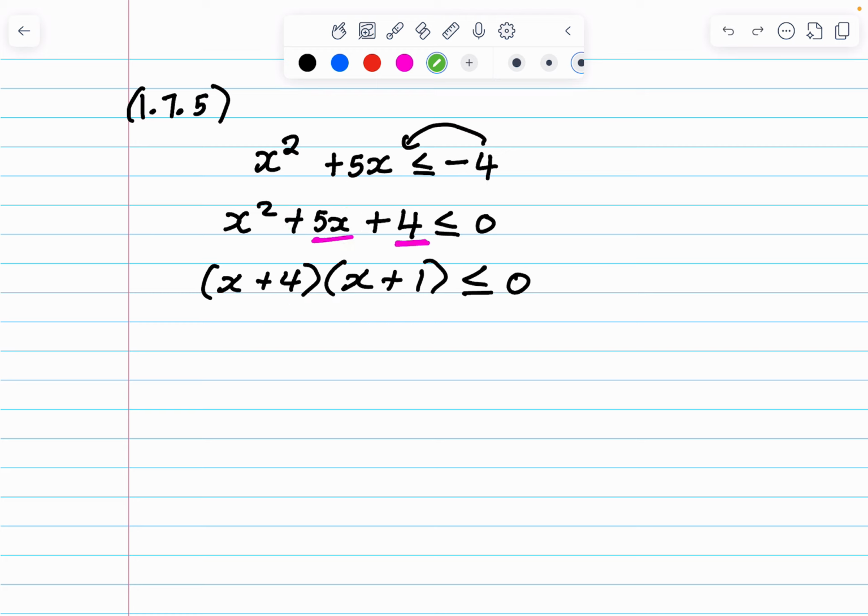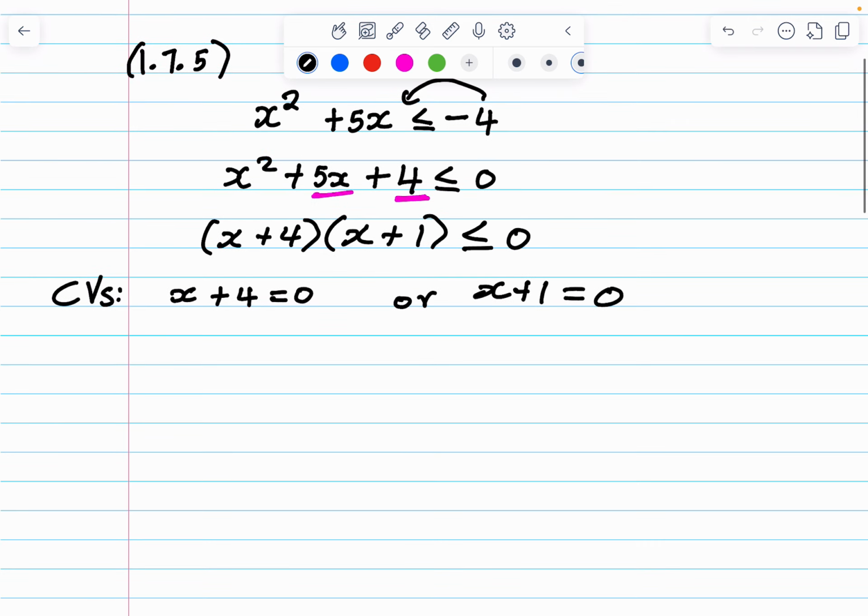Now let's go on. We need to give critical values. And to give critical values, we apply the zero product rule. The first bracket, okay, here I'll show that I'm doing CVs. The first bracket must be equals to 0, or the second bracket must be equals to 0. And we can see that x here will be equals to minus 4, or x will be minus 1. So these are our critical values.